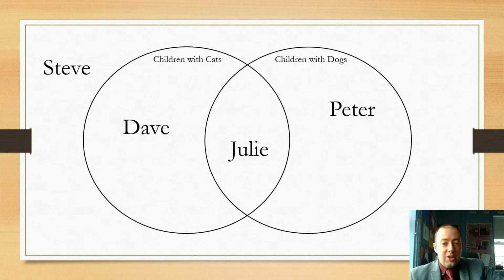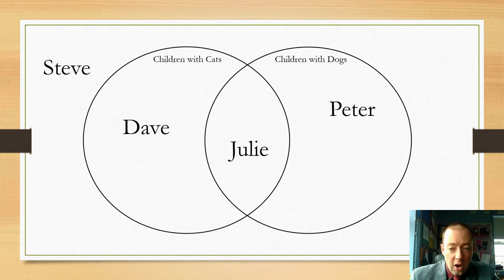Here I have children with cats, children with dogs, and I've got 2 circles. So the first one, if you have a look at where Dave is, he's a child who has a cat, and because of that he's in the children with cats circle. He doesn't have a dog, so because of that he's not in the children with dogs circle. Julie is in the middle. This means she has both a cat and a dog, so she goes in the space where the 2 circles overlap because she has both and she fits into both categories.